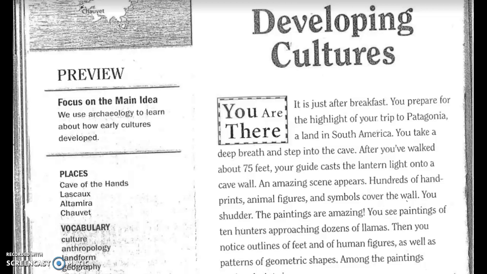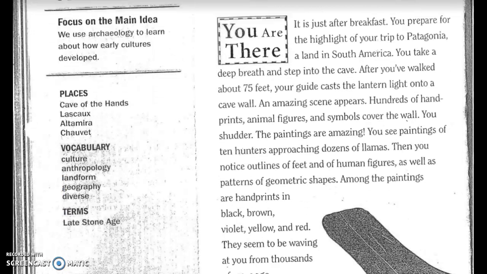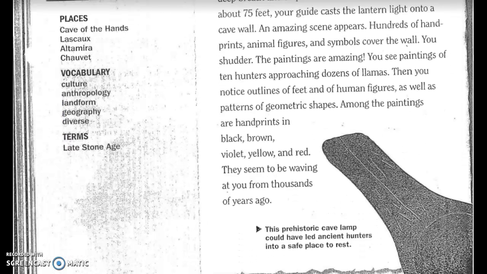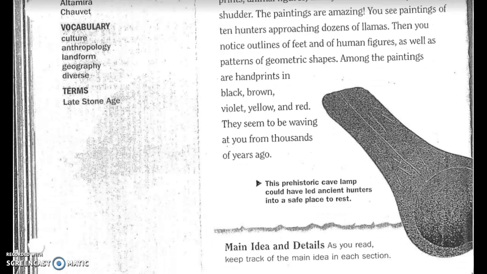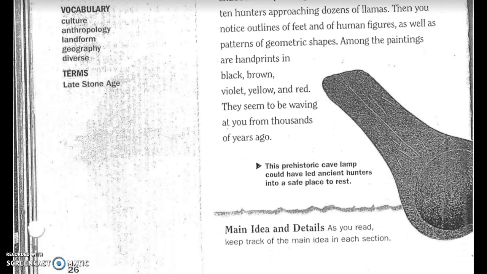You see paintings of 10 hunters approaching dozens of llamas. Then you notice outlines of feet and of human figures, as well as patterns of geometric shapes. Among the paintings are handprints in black, brown, violet, yellow, and red. They seem to be waving at you from thousands of years ago. Main idea and details. As you read, keep track of the main idea in each section.